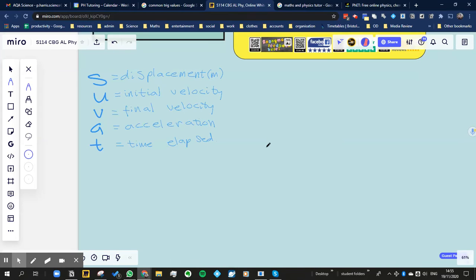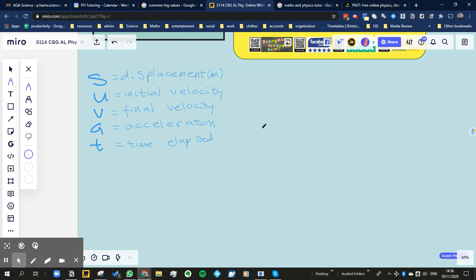Okay, so we're going to introduce these SUVAT. We might look at the SUVAT equations, but first we'll just look at what SUVAT is. So you spell SUVAT. That's just a really good way to help you to remember the different variables. So we've got displacement, which essentially just means distance. It's distance measured, but the difference is it's the vector version of distance.